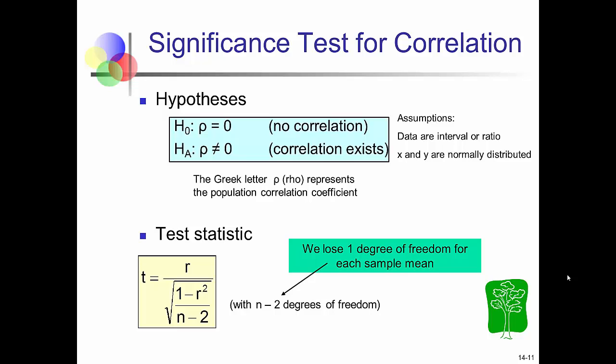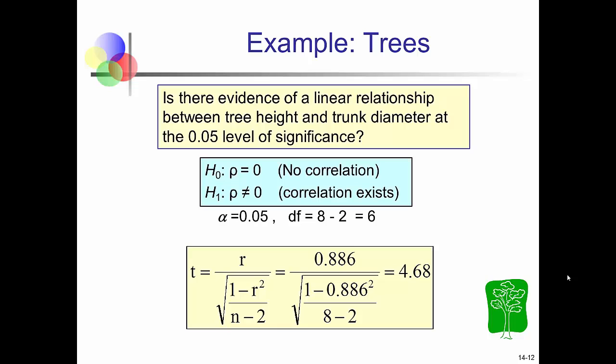To do this hypothesis test, it's actually a t-score, and the t-score is calculated as follows. We take the sample correlation coefficient and divide that by the square root of 1 minus that same correlation coefficient squared, divided by n minus 2. N minus 2 degrees of freedom because we're estimating two sample means in this process, the sample mean of x and the sample mean of y. So let's look at our example of tree height and trunk diameter again, and let's perform the test to see if these are statistically significant to each other at the 5% level of significance.